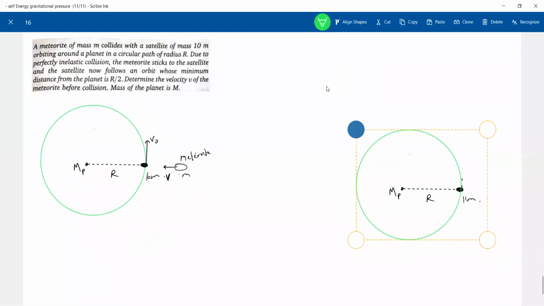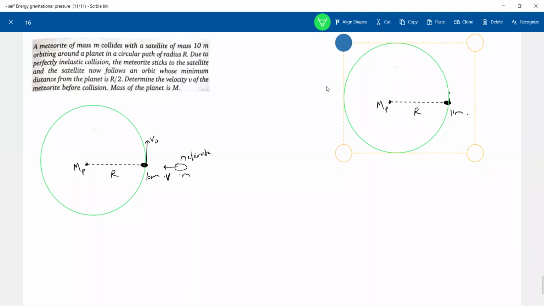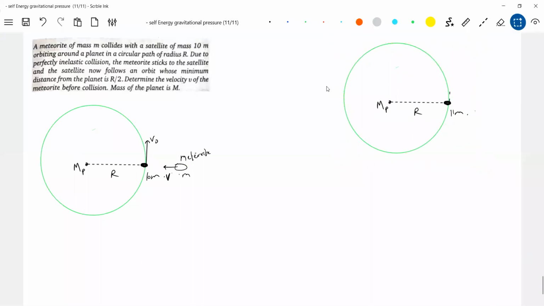Let me shift here so I can write all the equations. The planet, you don't bother, it will be there only. For the satellite motion, we should apply conservation of linear momentum. The velocity of the satellite should come somewhere like this, v1.